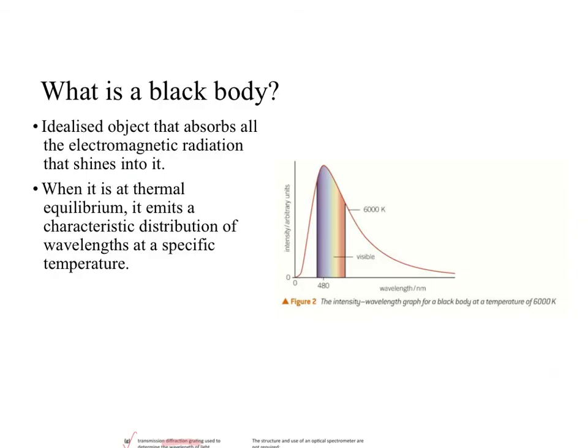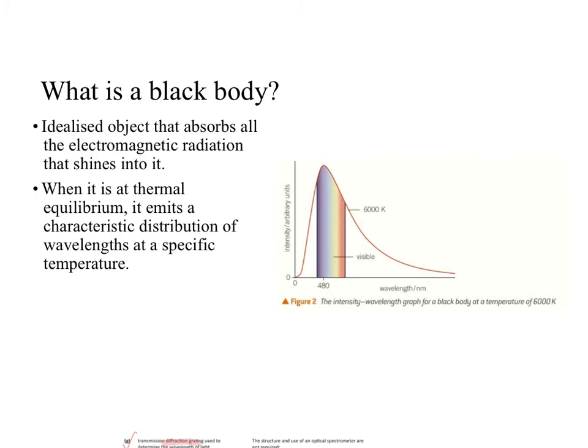First, before we move on to Wien's and Stefan's laws, we're going to look at what a blackbody is. You need to know what a blackbody is. It's basically an idealized object that will absorb all the electromagnetic radiation that shines on it. But when it's in thermal equilibrium, it will emit a characteristic distribution of wavelengths at a specific temperature. It will look like the graph here, with the intensity versus the wavelength of radiation emitted. You can only see the visible part of the spectrum emitted by a black body.